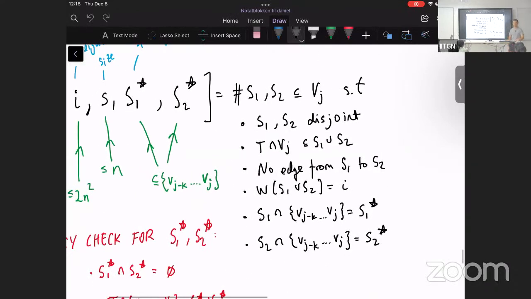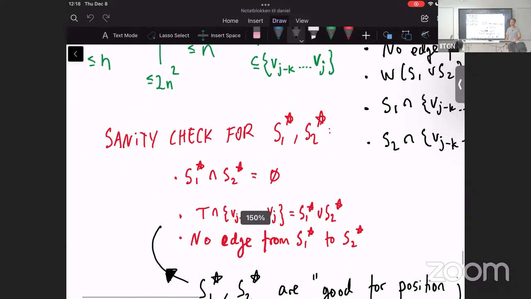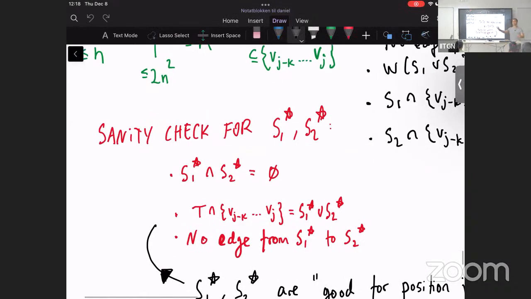Now we define this: how many subsets S1, S2 of the first j vertices are there such that S1 and S2 are disjoint, T intersection Vj, the terminals so far, is contained in S1 union S2, there is no edge from S1 to S2, their weight is precisely I, and their intersection with the last part is precisely S1 star and S2 star respectively. We need some sanity check for S1 star and S2 star for there to even be any S1, S2 that you can do it with.